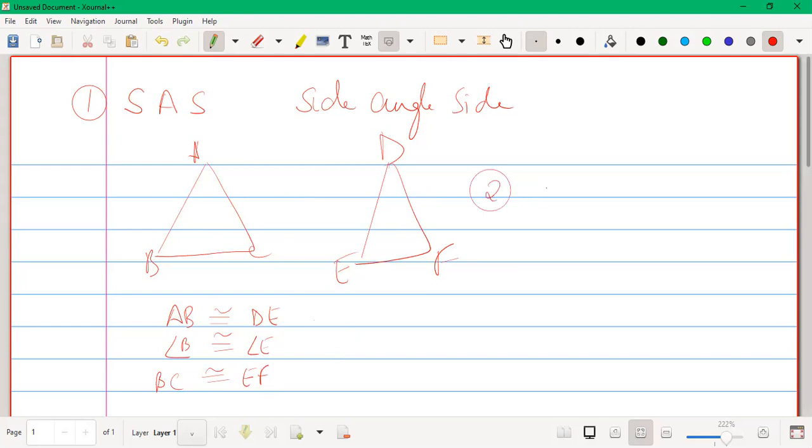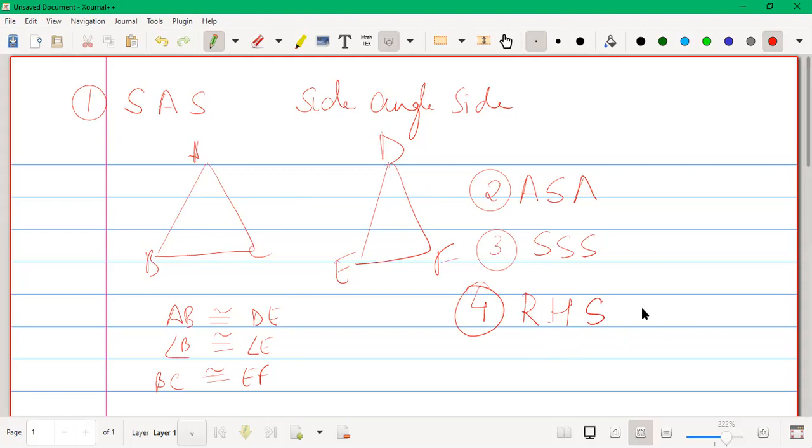Second one is ASA criterion. That means two angles and one included side. Third is the SSS criterion, which means if we can prove that all the three sides are congruent, then the two triangles will be congruent. And the fourth was the RHS, right angle, hypotenuse, and side. RHS is the right angle, hypotenuse, and one side. If these are congruent in two triangles, then these two triangles will be called congruent triangles by the RHS criterion.